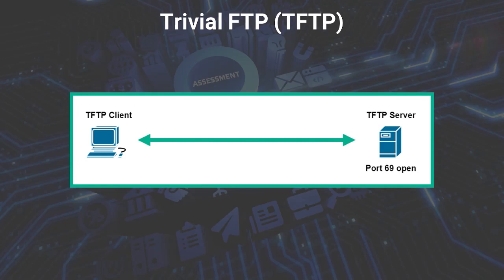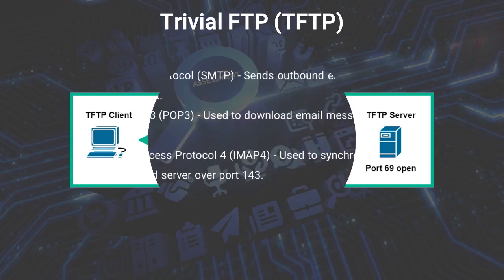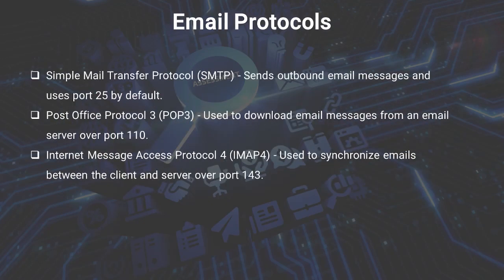As shown in the diagram, there's a TFTP client and a TFTP server. Remember, the TFTP server could be any device, and as long as it's running a TFTP server, it will have port 69 open by default. We can't forget about email protocols. There's three main email protocols.